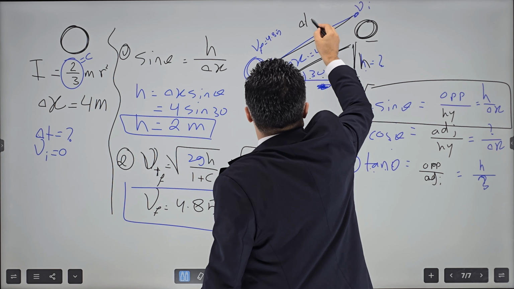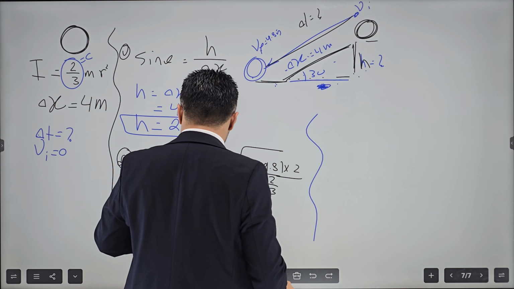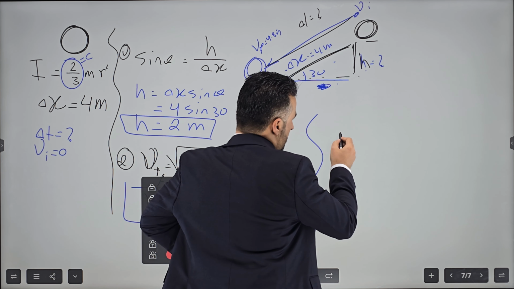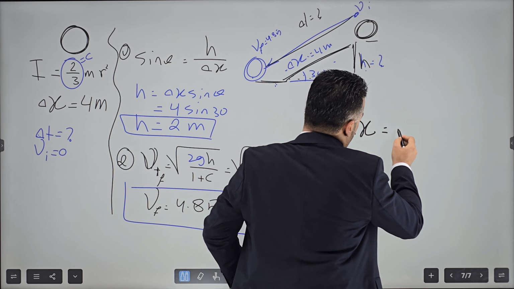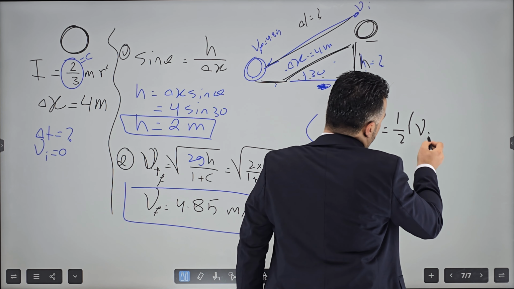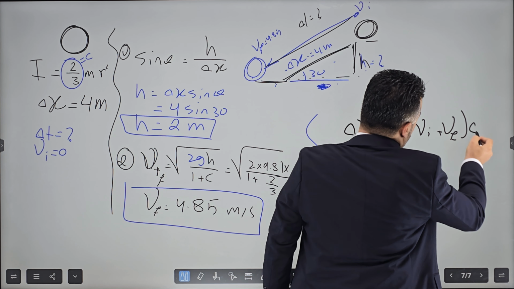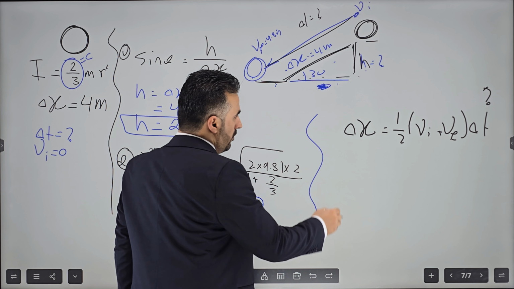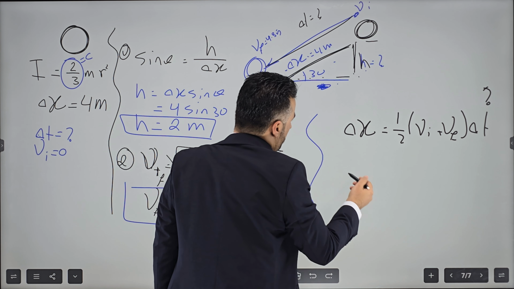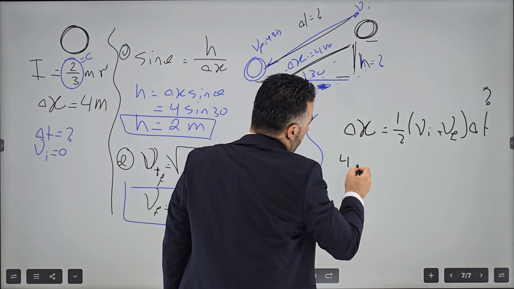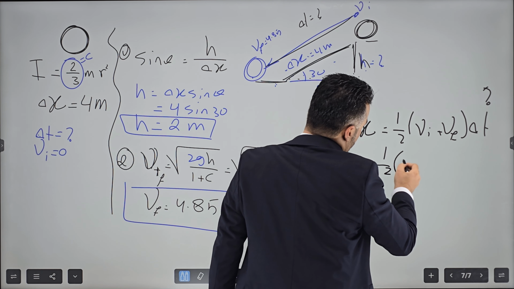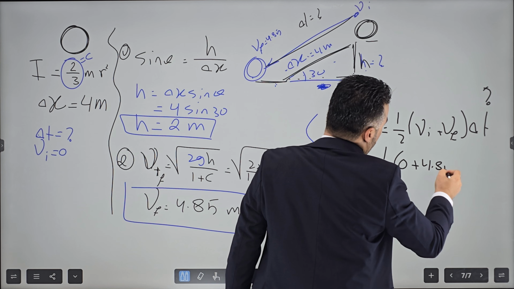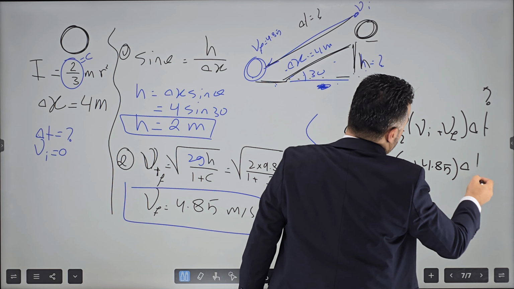So now to find this one, let's just increase this a little bit. One of the 4 equations, remember, delta x is equal to 1 over 2 times V initial plus V final, times delta t. See, this delta t here is unknown. That is what I need to find here. So once again, delta x, the length of the ramp or the incline, is 4 meters here. It is equal to 1 over 2. V initial is 0. V final, we just found, was 4.85. Now find delta t here.